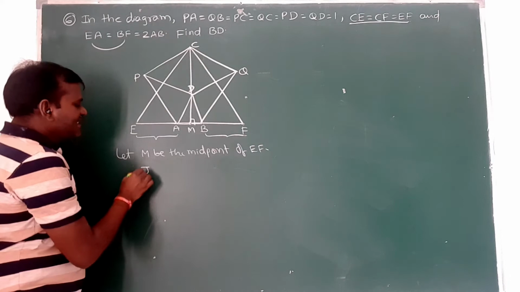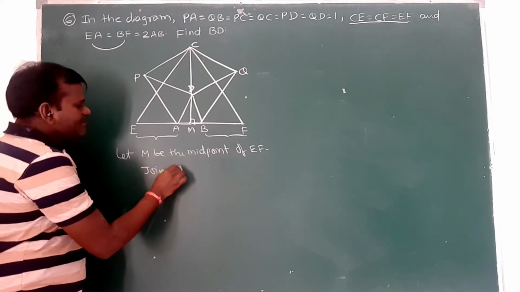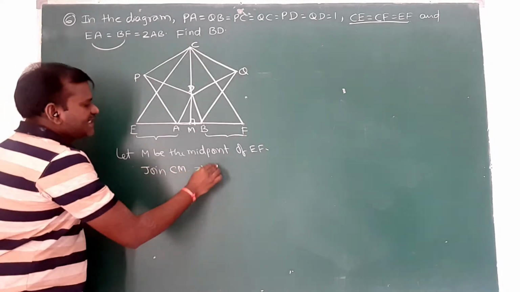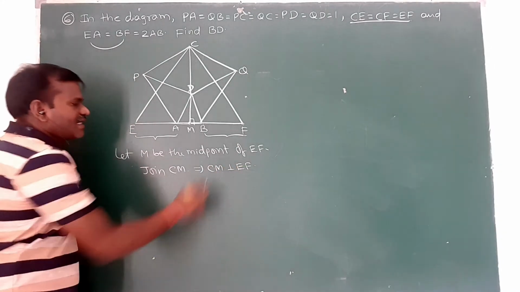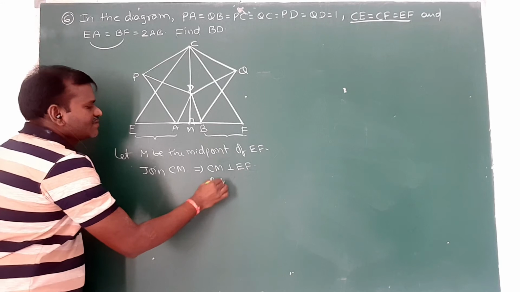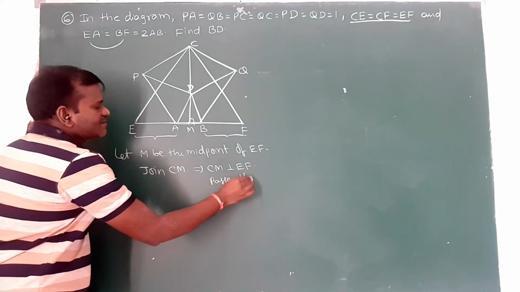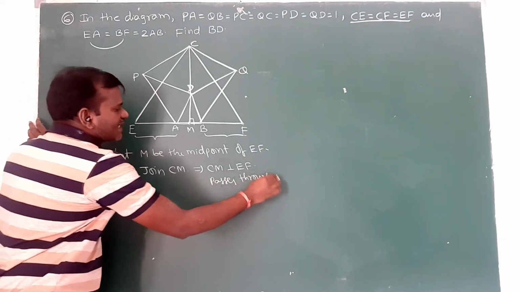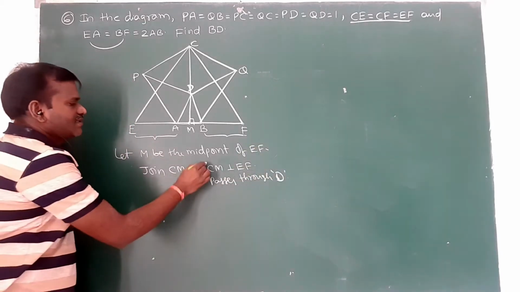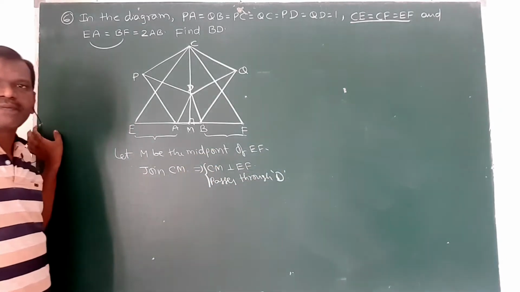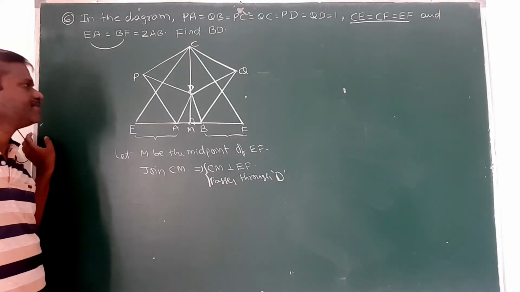So if I join CM, then that CM is perpendicular to EF and also passes through D. That is the important observation. CM is perpendicular to EF and also passes through D.